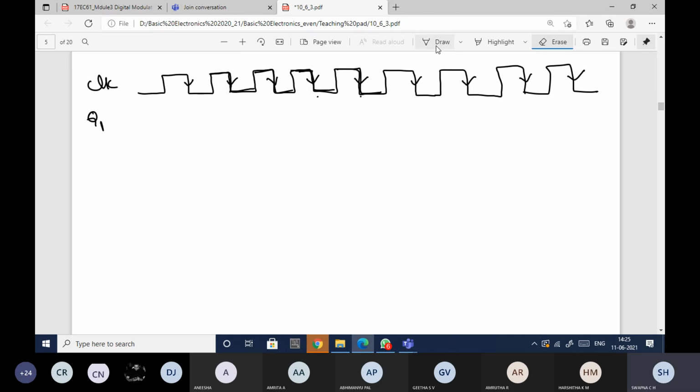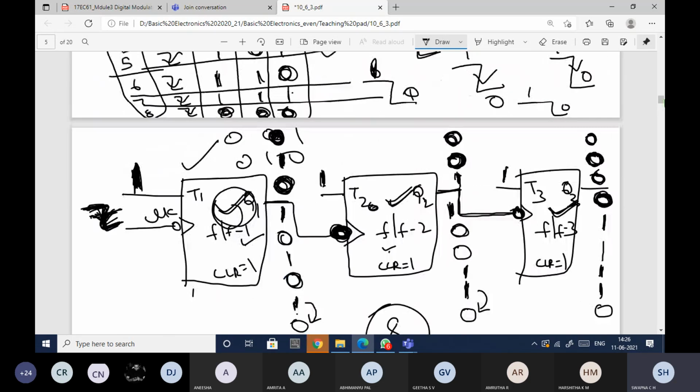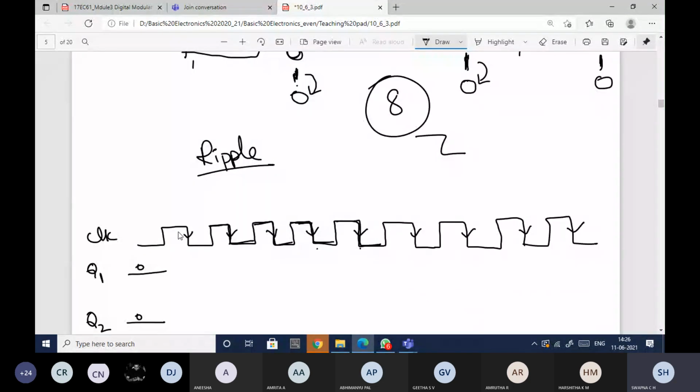Okay, fine. So initially Q1, Q2 and Q3. Initially all the values I'm making as 0. So all the values are zeros. All the flip-flop outputs are 0. So first flip-flop, whenever T is equal to 1 and the clock is changing from 1 to 0, this output will change from 0 to 1.